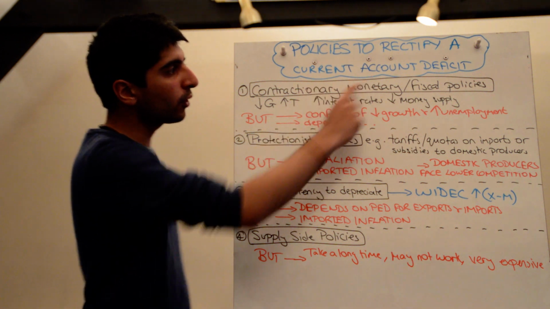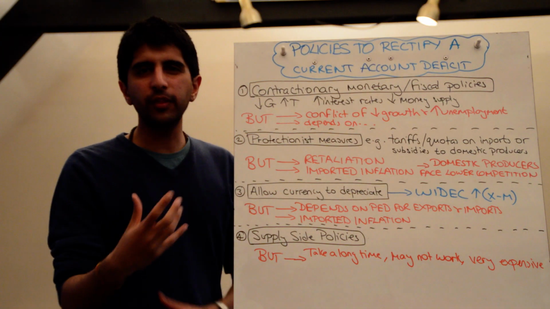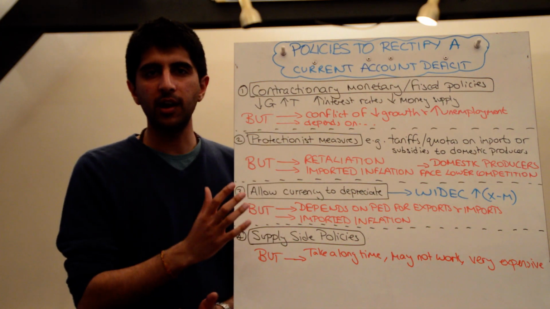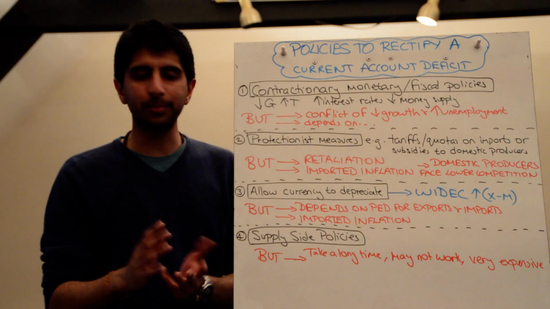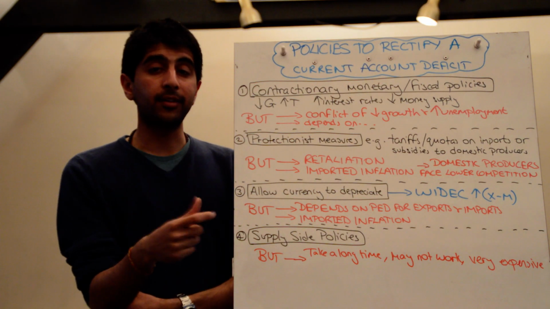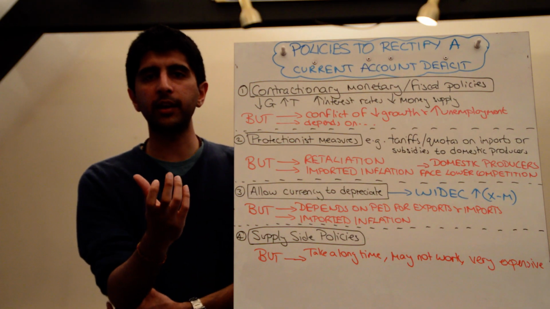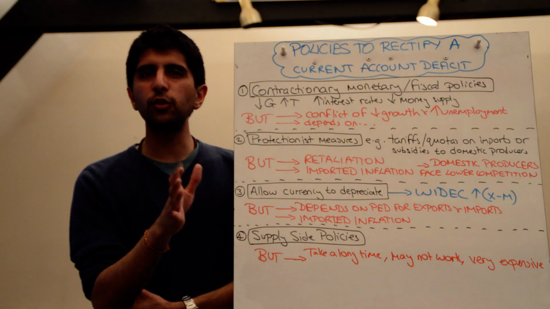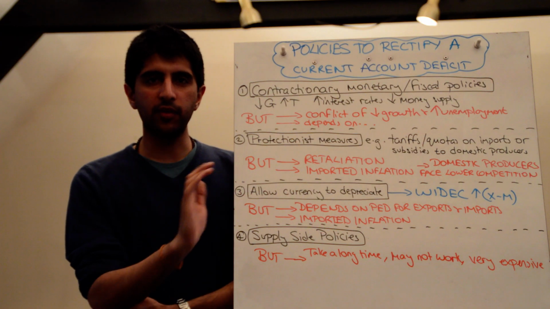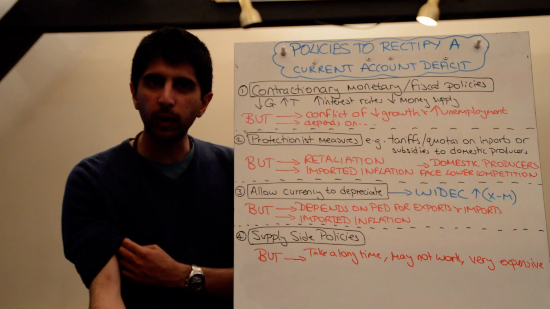So if a country's got a current account deficit, but only a very small deficit, then you could argue the government doesn't really need to get involved. All these policies, yeah, they're available, but do they really need to worry about such a small current account deficit as a percentage of GDP? So for example, the UK has had a small current account deficit, between around 2 and 5% of GDP over the last 20 years. That's not really that big a deal.